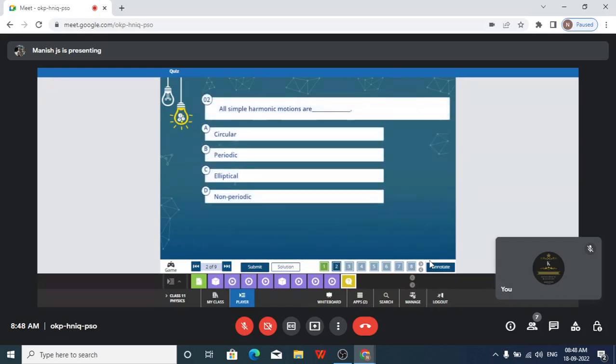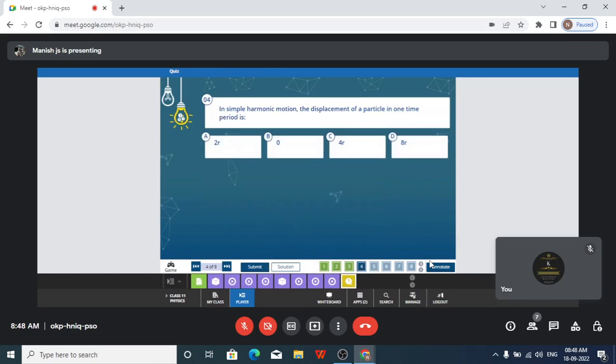Next, all simple harmonic motions are periodic. They are periodic in nature. But are all periodic motions harmonic? No, sir. Yes. Next, simple harmonic motion is a projection of what? Uniform circular motion. We saw now that the pendulum motion is a projection of uniform circular motion. Yes, very good. Okay. What is the displacement of a particle in one time period in simple harmonic motion? Zero. Zero.